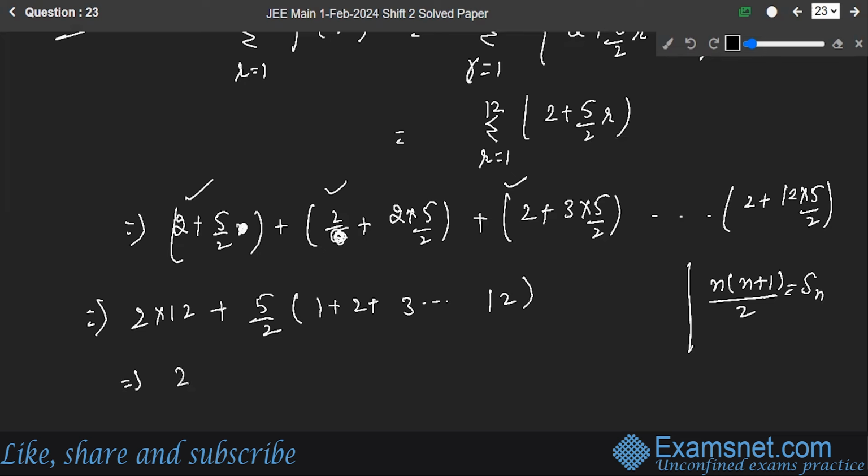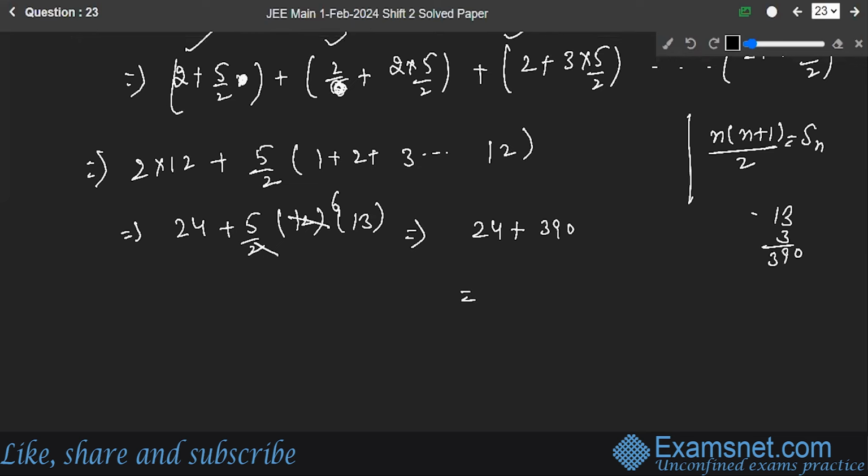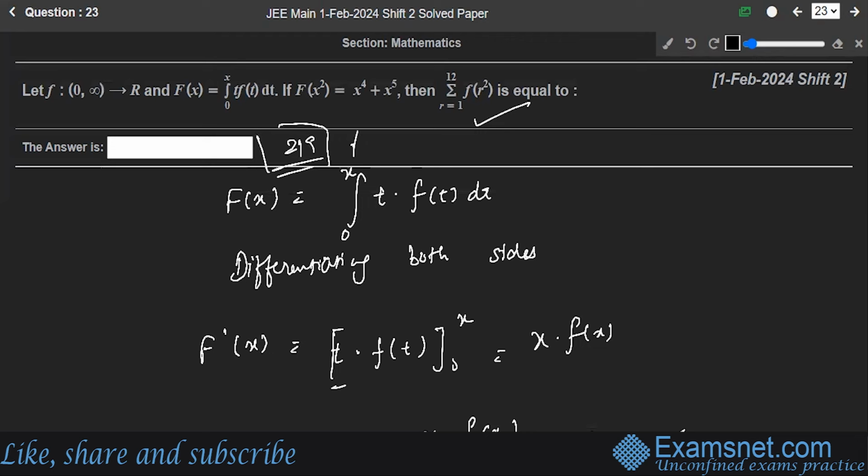So this is equal to 24 plus 5 by 2 into 12 into 13 by 2. This will cut at 6. You have 24 plus 30 into 13. I hope I'm doing everything correct, no mistakes, right? 13 into 3, this is 390. And this will be equal to 414. So this is the answer. There is also this 2 left over here. This 2 was missing. So this is divided by 2. This will be 24 plus 195. So this gives me 219. That's the right answer. 219. Hope you're clear with this.